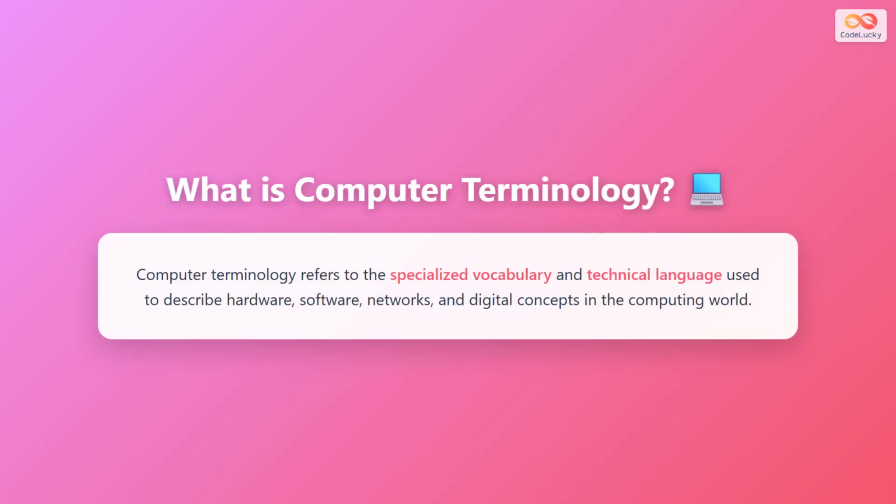Computer terminology is the specialized vocabulary and technical language used to describe everything in the computing world. It encompasses the words and phrases that explain hardware components like processors and memory, software programs and applications, networking protocols and connections, and security measures that protect our data. Think of it as learning a new language, one that allows you to understand and navigate the digital landscape with confidence. These terms form the foundation of how we discuss, troubleshoot, and work with technology in both personal and professional settings.